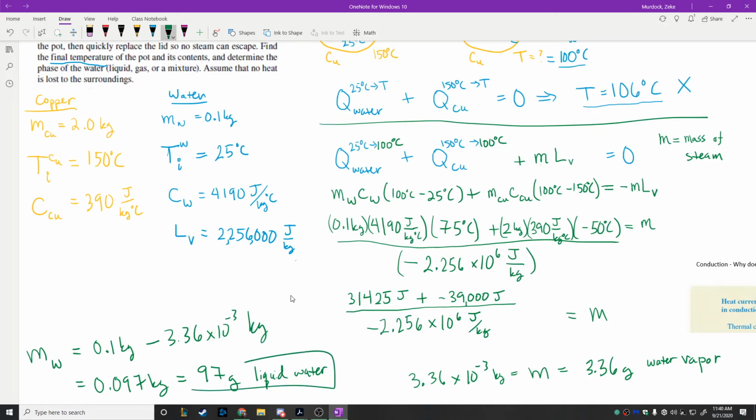So that's your final state. 97 grams of liquid water, 3.36 grams of water vapor, and a final temperature of 100 degrees Celsius. T final was 100. Okay, so that's kind of like the next level of difficulty for these problems, where you have a few unknowns and you just have to think about how much energy you have available and where it's going to go. Anyone have any questions?